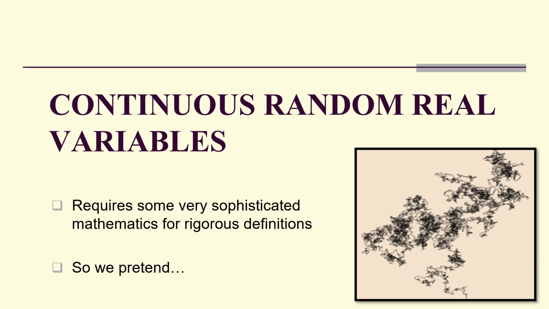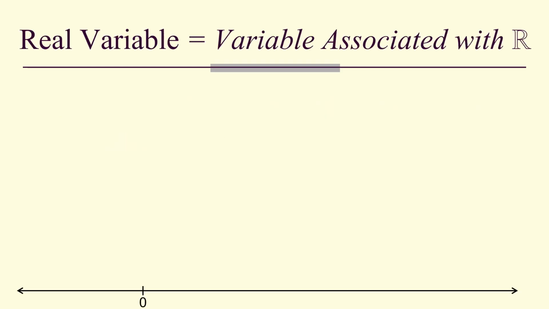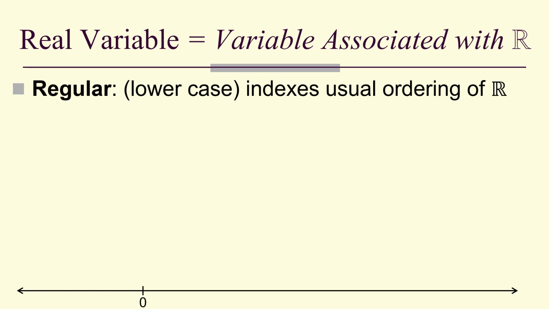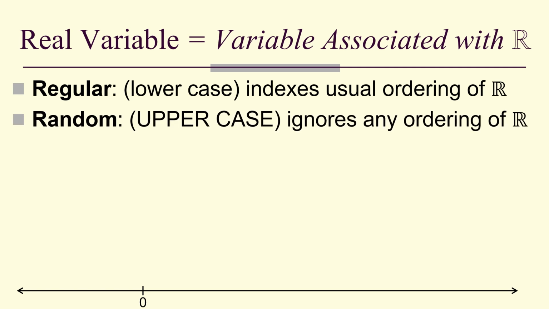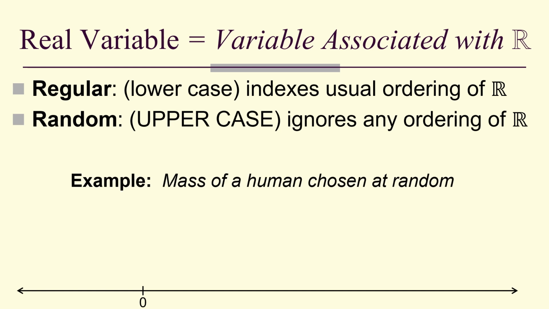So continuous random real variables typically requires some very sophisticated math, which we don't want to get into, so we pretend. So real variables, variables associated with the real numbers, are, if it's regular, indexed using the typical ordering of R. If it's random, then it ignores any ordering of R. For example, the mass of a human chosen at random.